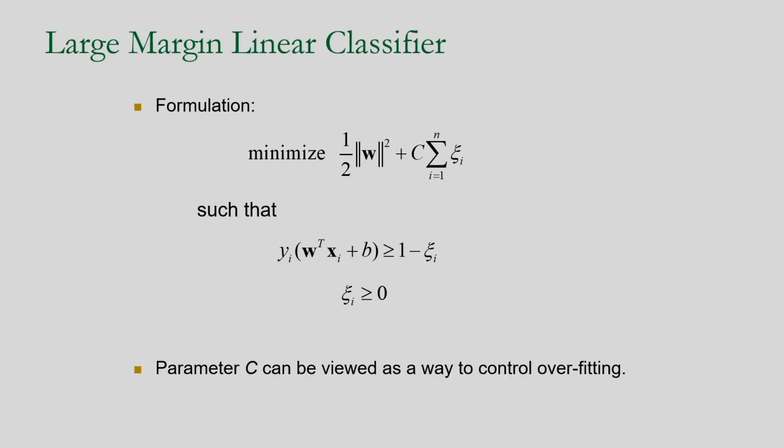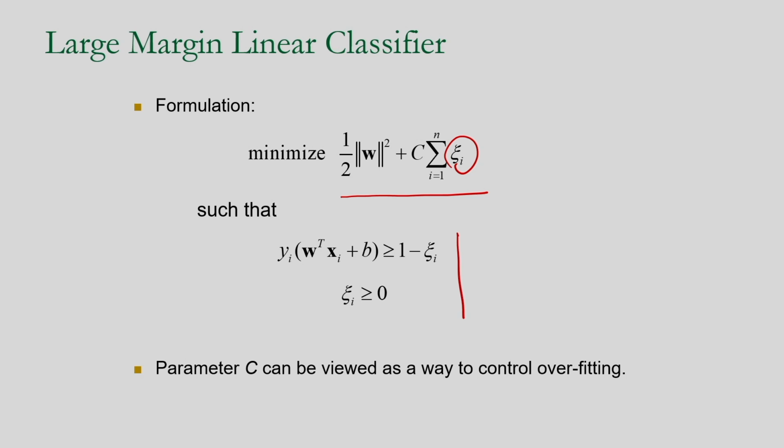And corresponding to this slack variable problem, the formulation will be something like this: 1/2 norm of W whole squared, and after this plus C. So the C parameter I am considering, and this is the slack variable. So eta i is the slack variable. So the conditions are like this.